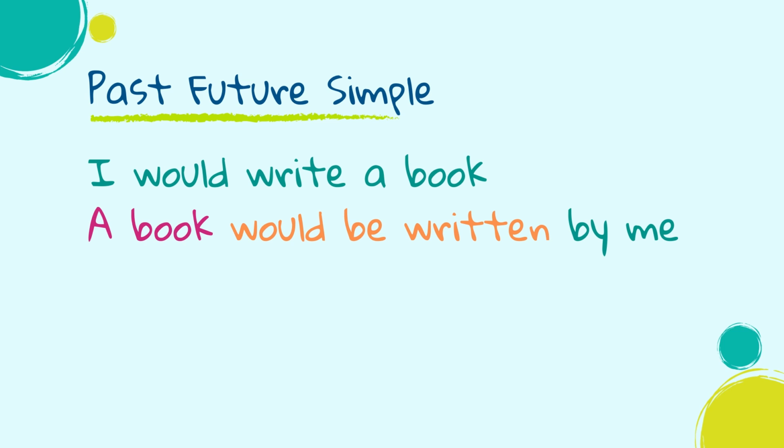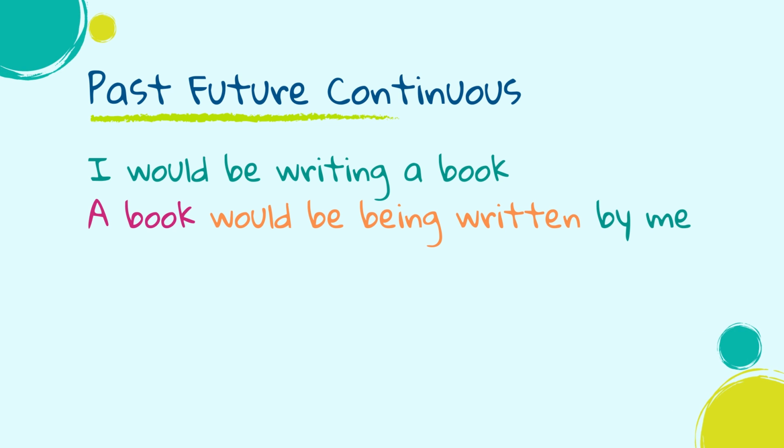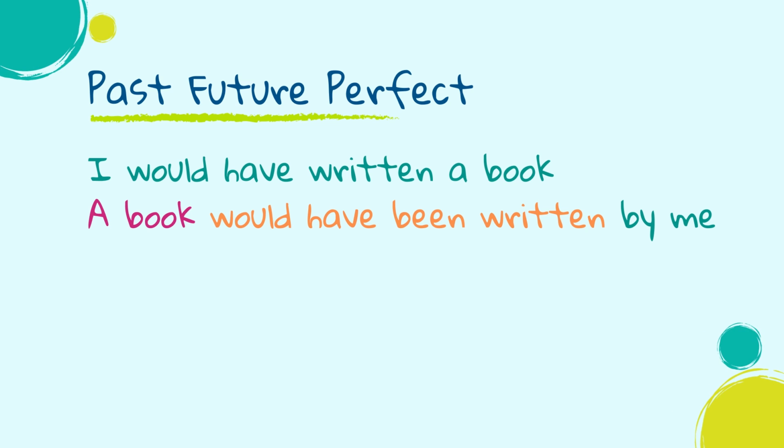Right, so in the past future simple, we do not use will, but we change that into would. And this is actually the same thing with what we had done before with future. The only difference is that it is using would, not will. So everything else remains the same except the word will. Would write a book becomes a book would be written by me. The continuous one, I would be writing a book becomes a book would be being written by me. The next, the past future perfect, I would have written a book becomes a book would have been written by me.